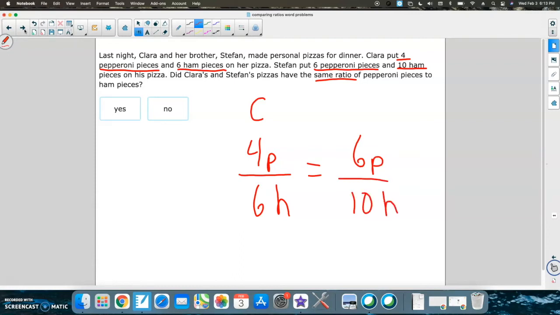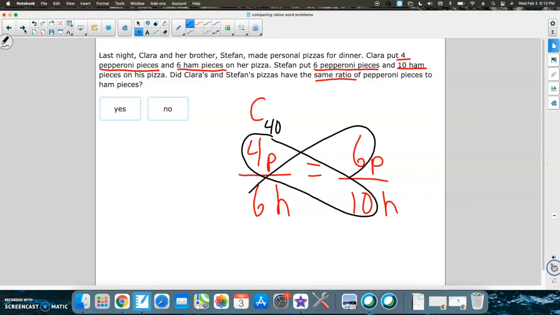Now what did you do to solve? Did you put it in simplest form? Or did you do butterfly? I'll do butterfly. That's 40. 4 times 10 is 40, and 6 times 6 is 36. And so, no, it's not the same ratio, is it?